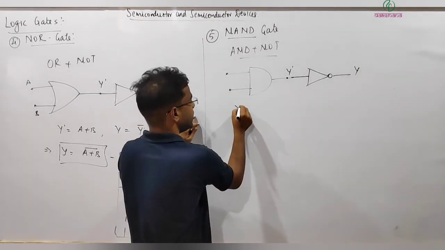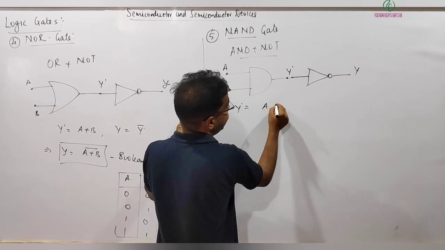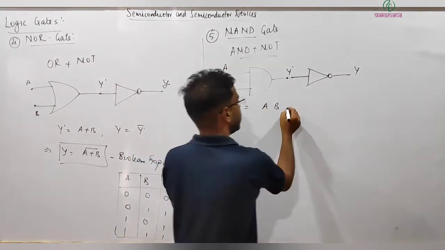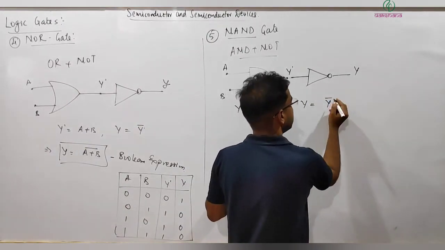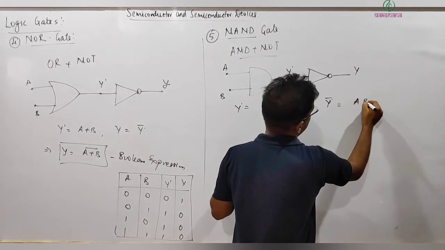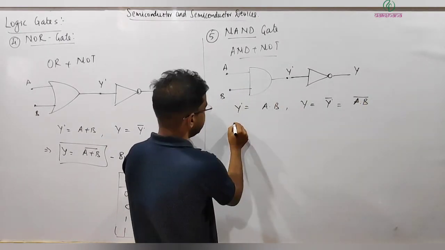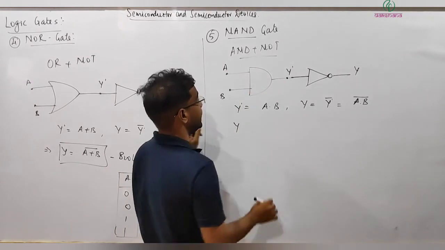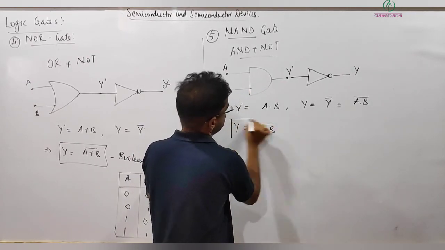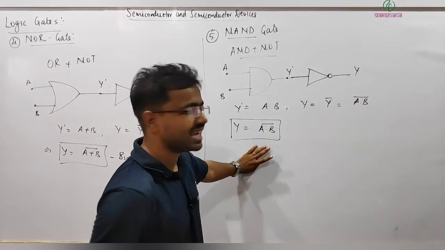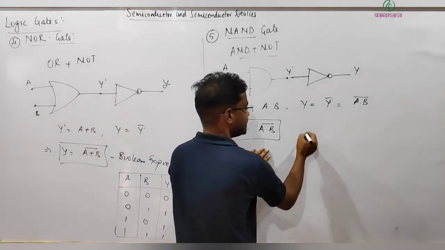Then what is Y prime? Y prime is equal to A and B, clear? And Y is equal to inverse of Y prime, and that is equal to A dot B whole bar, or A and B bar. So finally, the output in case of NAND gate is A dot B bar. This is NAND gate. So again, what is happening here? AND gate, just inverse of that, so we can easily form the truth table.